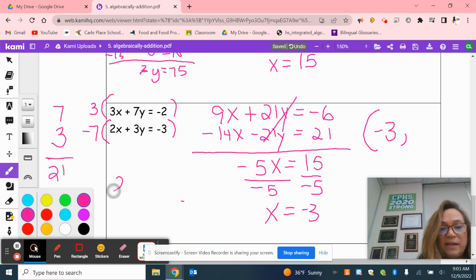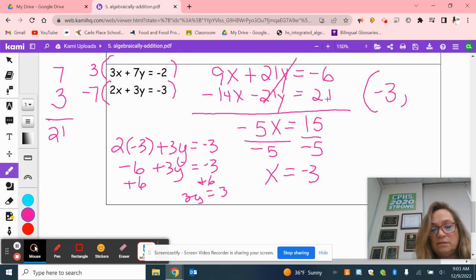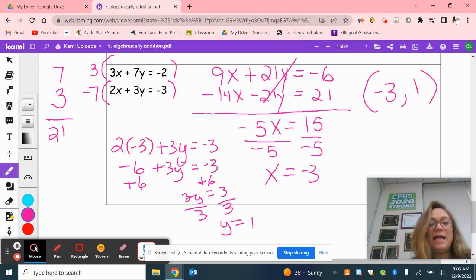All right, so I got to plug it in here. -6 plus 3y equals -3. Add 6. See, everybody makes mistakes. I think that's a song on Sesame Street. Everybody makes mistakes. All right, so that should be it. A little mental math, and it does check.